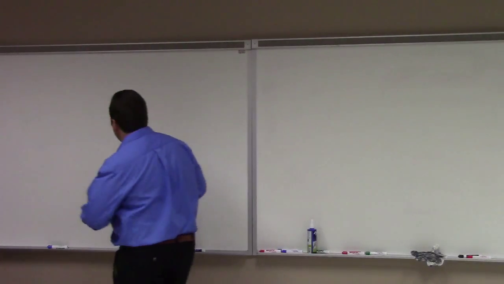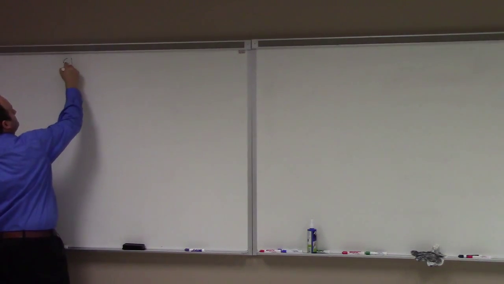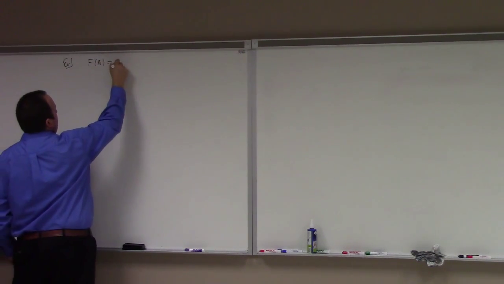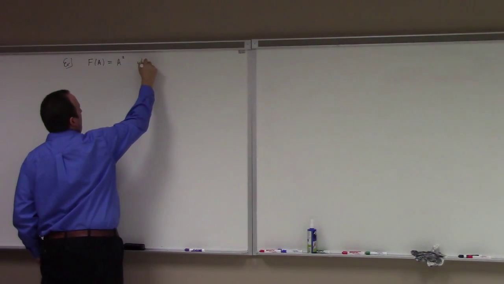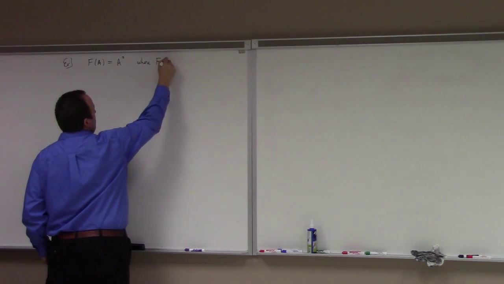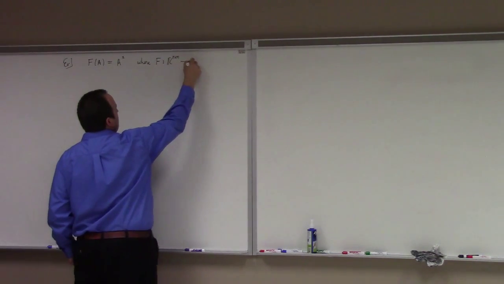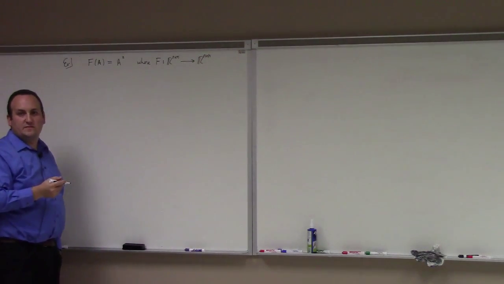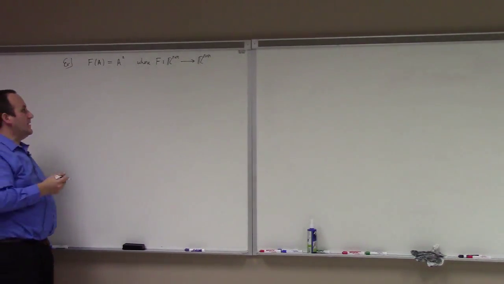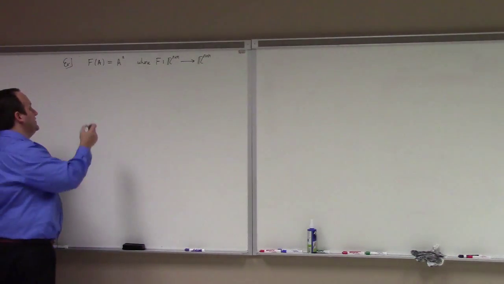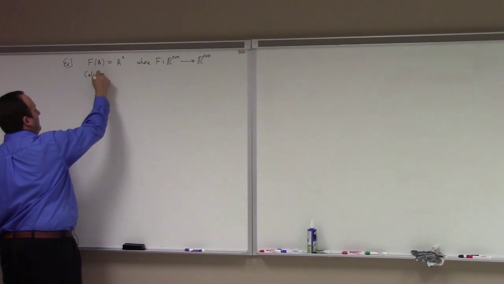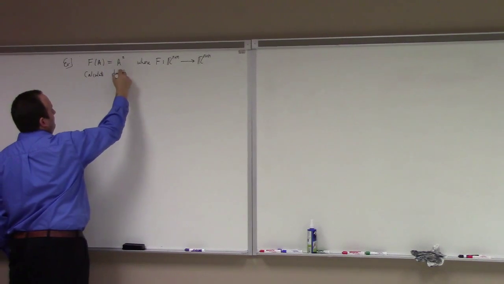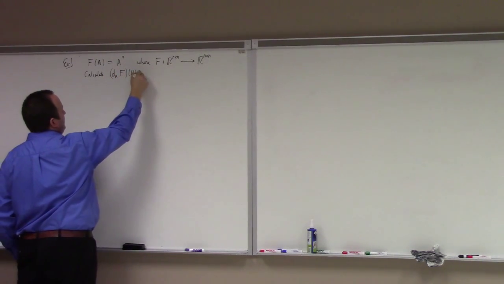All right, so another example. How about this? F of A is equal to A squared, where F is a mapping from n by n matrices to n by n matrices. So it's the square function for n by n matrices. All right. So the question is to calculate the differential at A of F. What is that acting on H? What's that equal to?